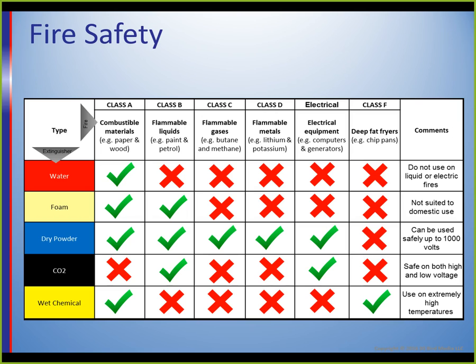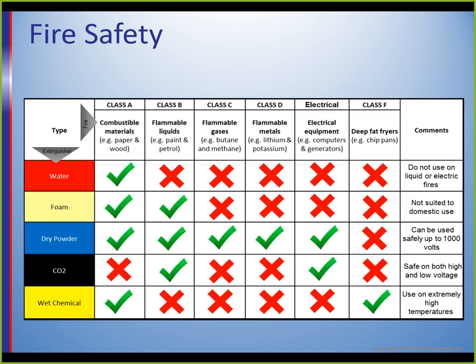And then what are we going to use on these things? Class A, we can use just about anything. CO2 is not so good. Paper, you use CO2, it's going to blow the paper all over the place and spread the fire. The Class B, flammable paints and liquids. Water, not so good. The fire will float away. Foam, dry powder, purple K powder, CO2. Wet chemical is not recommended for that one.